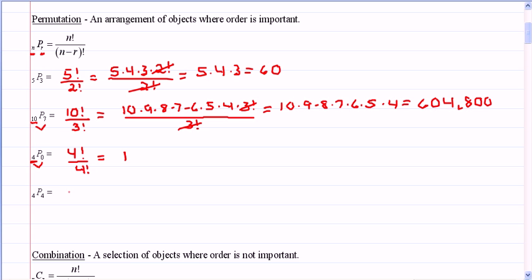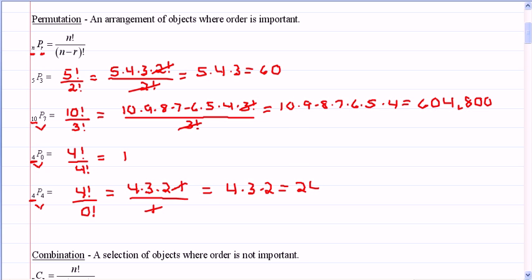If I had 4P4, I start with the number on the left, your n, which is 4, and then I subtract the two numbers. 4 minus 4 is 0, and we know by definition that 4 times 3 times 2 times 1 is 4 factorial, and that 0 factorial is equal to 1. So the 1's cancel, and we're just left with 4 times 3 times 2, which is equal to 24. So that's how you calculate a permutation. Later on, we'll look at when we use a permutation.